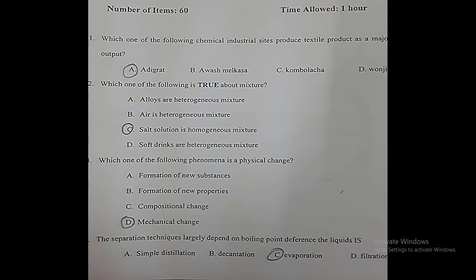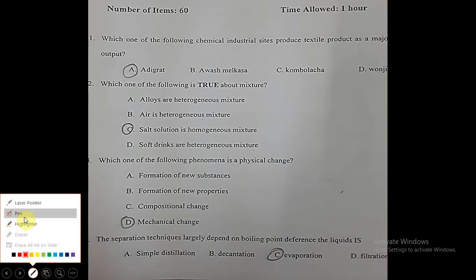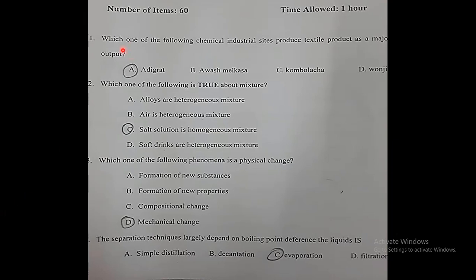Today's model is chemistry. The first question in this model asks: which one of the following chemical industrial sites produces textile product as a major output? The correct answer for this question is a desert.